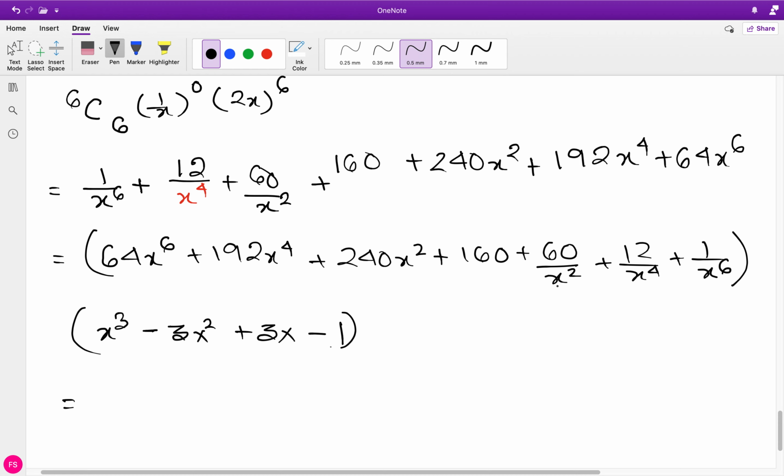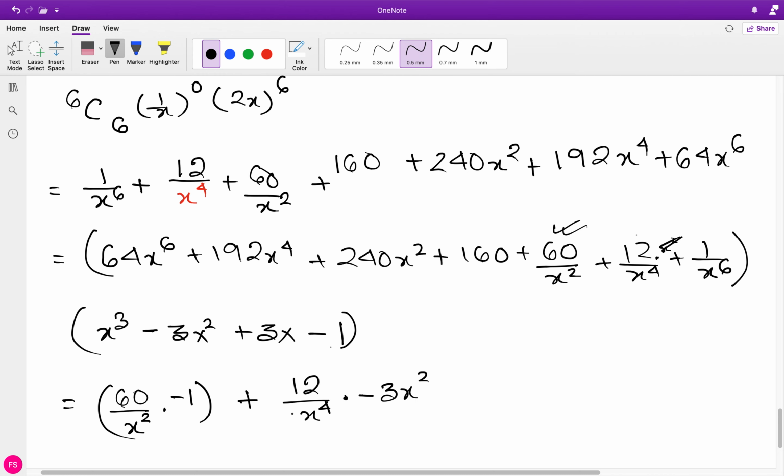But 60 over x squared, you have 1 over x squared already. I'm going to take this term, and if you multiply this 60 over x squared times -1, you will get a term with 1 over x to the power of 2, which is the same thing as x to the power of -2. Then what else do I have? Okay, let me check this. 12 over x to the power of 4. If you multiply this with x squared, you will also get x to the power of -2 down there. And this is our term. I'm going to write 12 over x to the power of 4 times -3 x squared. Okay, I think that's all.